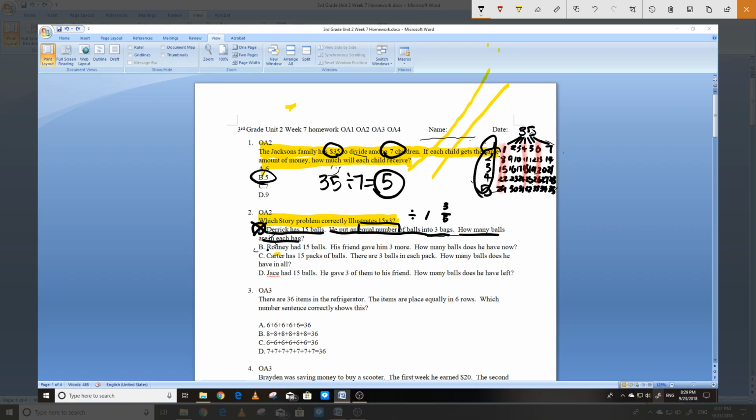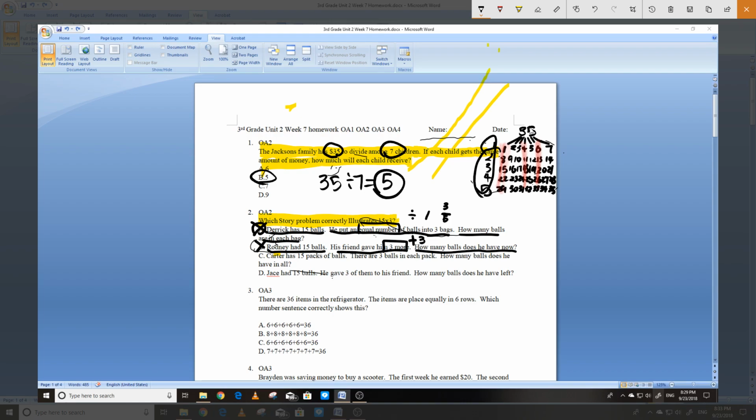Let's look at B. Rodney had 15 balls. His friend gave him 3 more. How many balls does he have now? So the key word here is 3 more. More means add. 3 more means you need to add 3. Now, is this a multiplication problem? Obviously not. That's why B is incorrect.